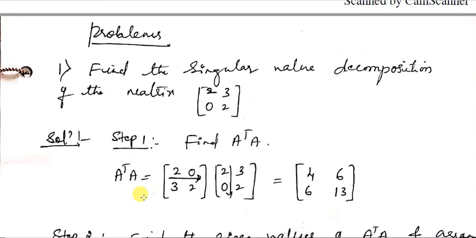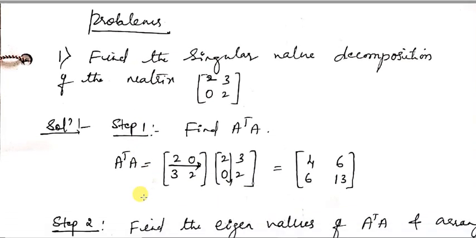Let me take one example. I'll show you how to decompose a rectangular matrix into product of three matrices. Here I have taken a simple example. Find the singular value decomposition of the matrix 2 3 0 2. So let us decompose the given matrix into product of three matrices. So we have to follow the above procedure.